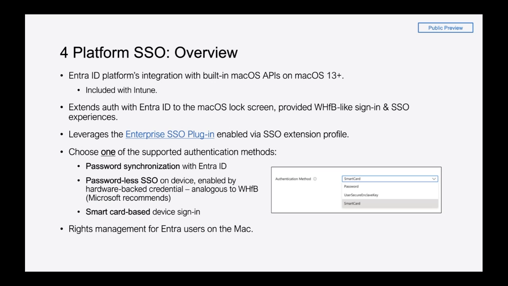So the next thing here, we're going to look at platform single sign-on. This is an evolution of enterprise single sign-on, which is something that Apple built and made available for iOS and macOS about 5 years ago, and we've been deploying and using it for the duration of that time, and that allowed us to have single sign-on essentially. Platform single sign-on is the evolution of that. It was a partnership between Apple and Entra, and Intune is the glue that connects them together.